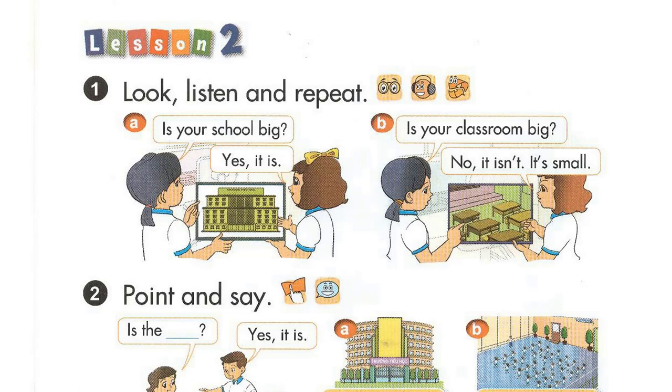Page 48. Lesson 2. Activity 1. Look, listen and repeat. A. Is your school big? Yes, it is. B. Is your classroom big? No, it isn't. It's small.